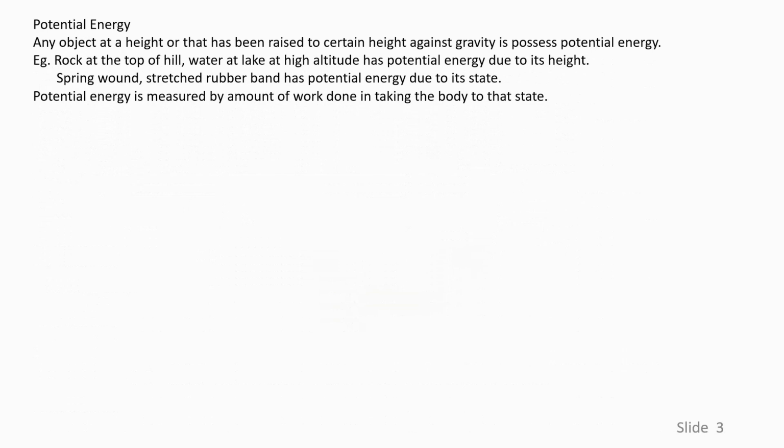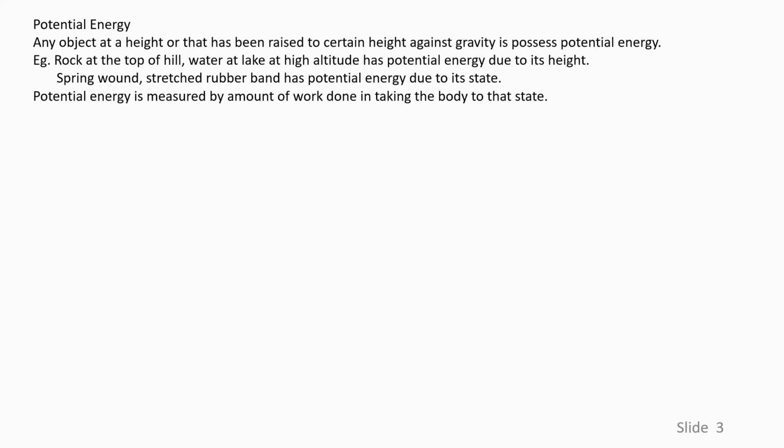Any object that is kept at a certain height, or raised to a height against gravity, possesses potential energy. Examples: a rock at the top of a hill, and water at a high altitude, have potential energy due to their height. Some other objects, like a wound spring, which we find inside our ball pen and in a spring balance, or a stretched rubber band, have potential energy due to their state. Potential energy is measured by the amount of work done in taking the body to that state.